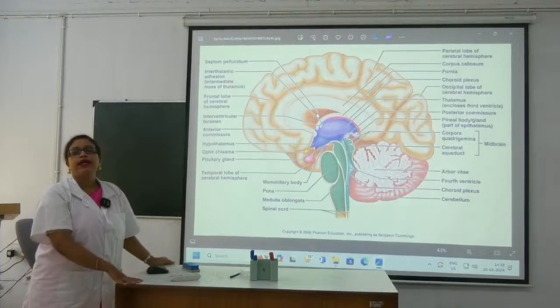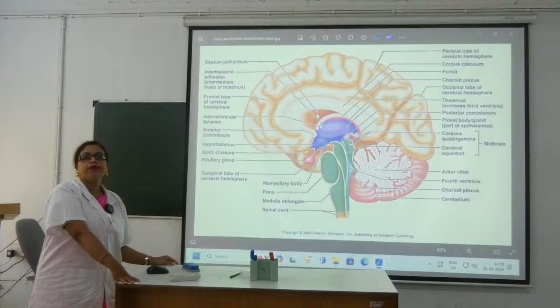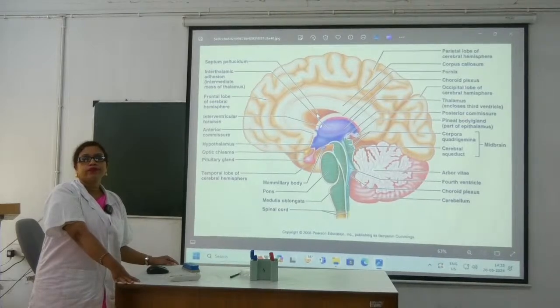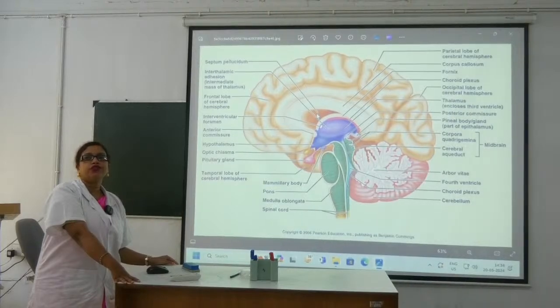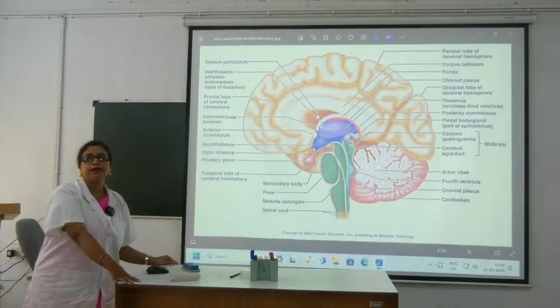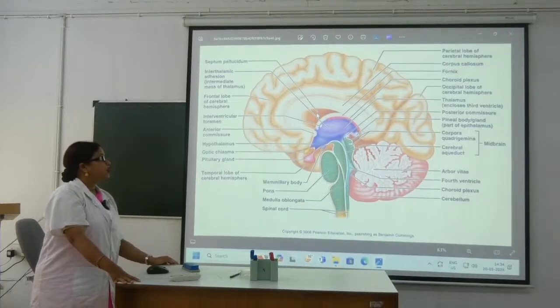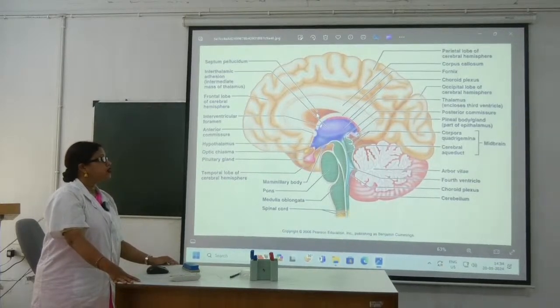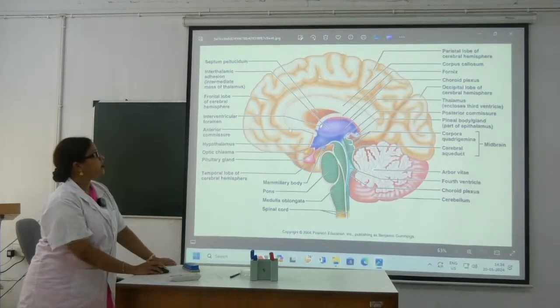So write it down. The cavity of lateral ventricle is guarded by a thin sheet of membrane, which is known as septum pellucidum. Okay, so now see above this lateral ventricle cavity, above we have got this corpus callosum.